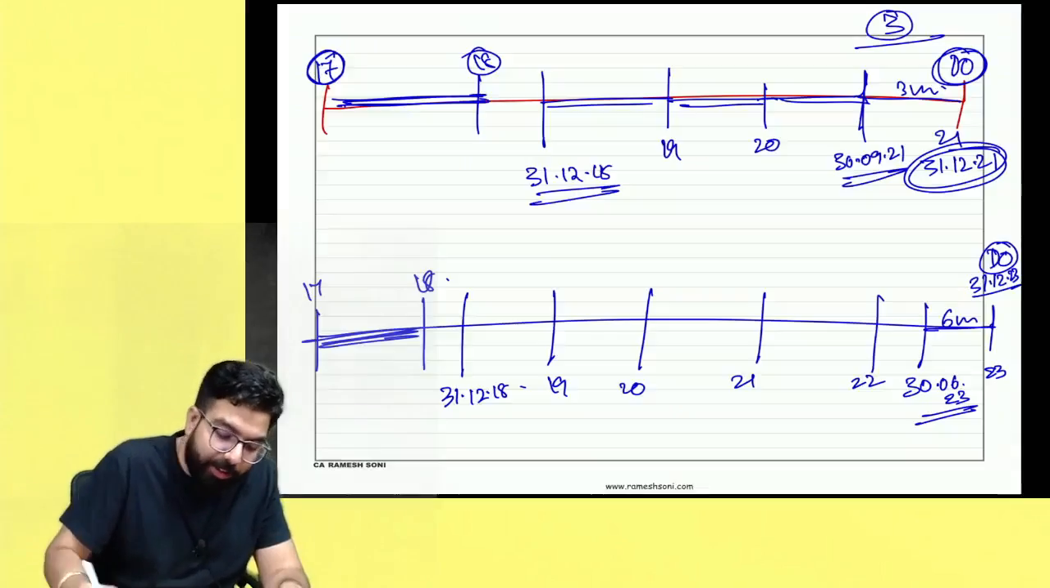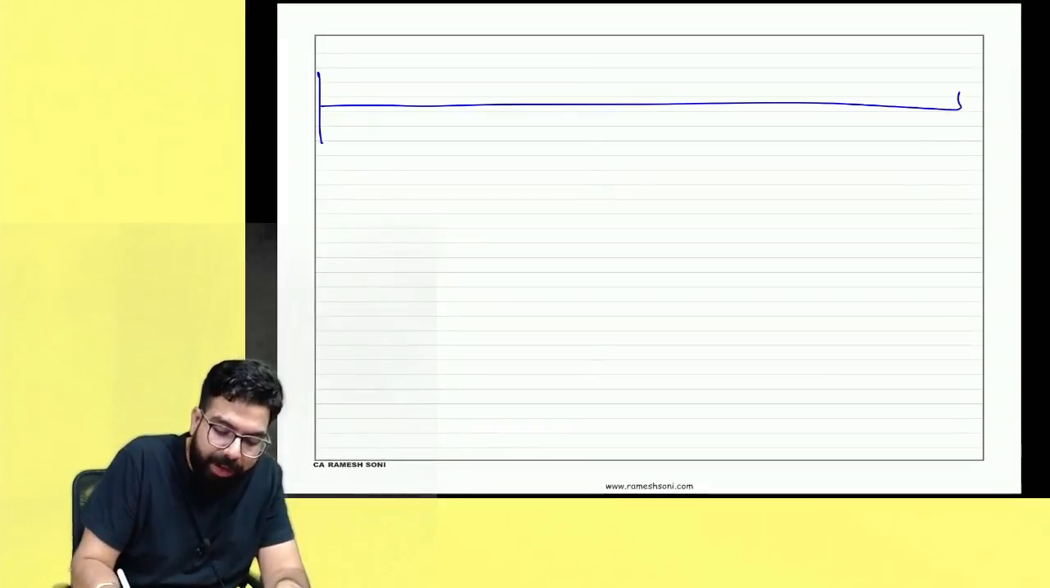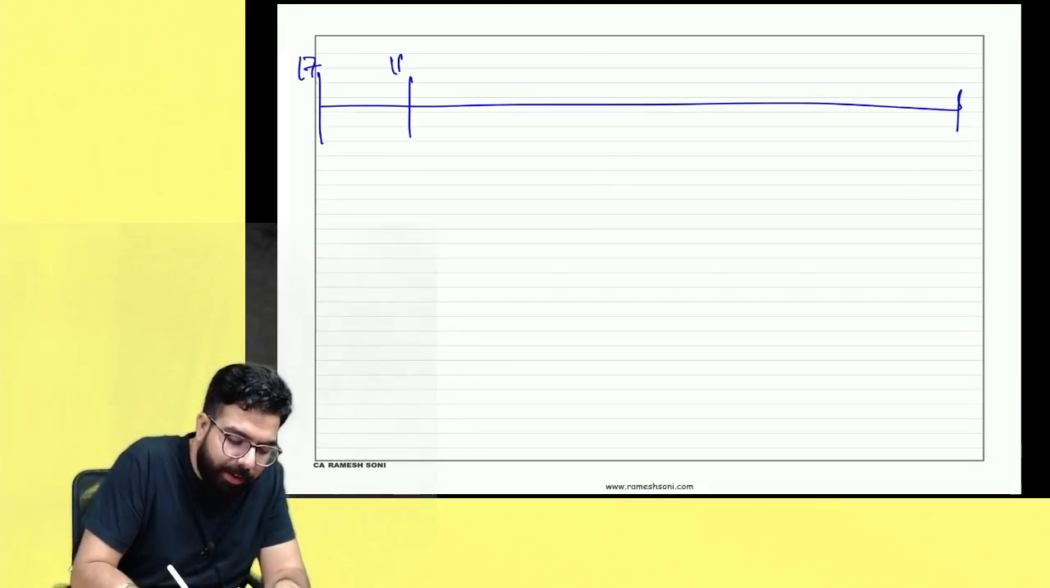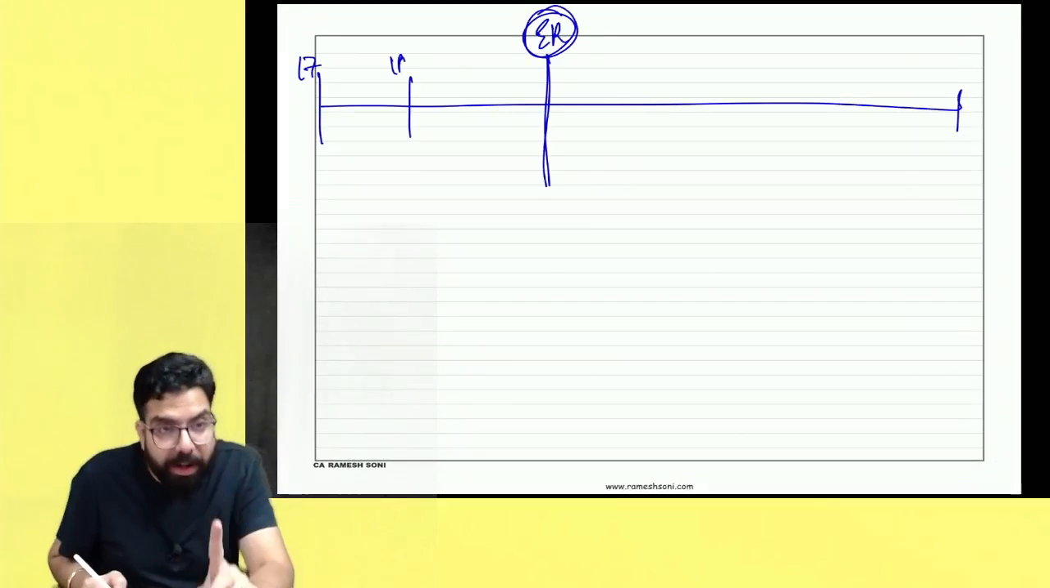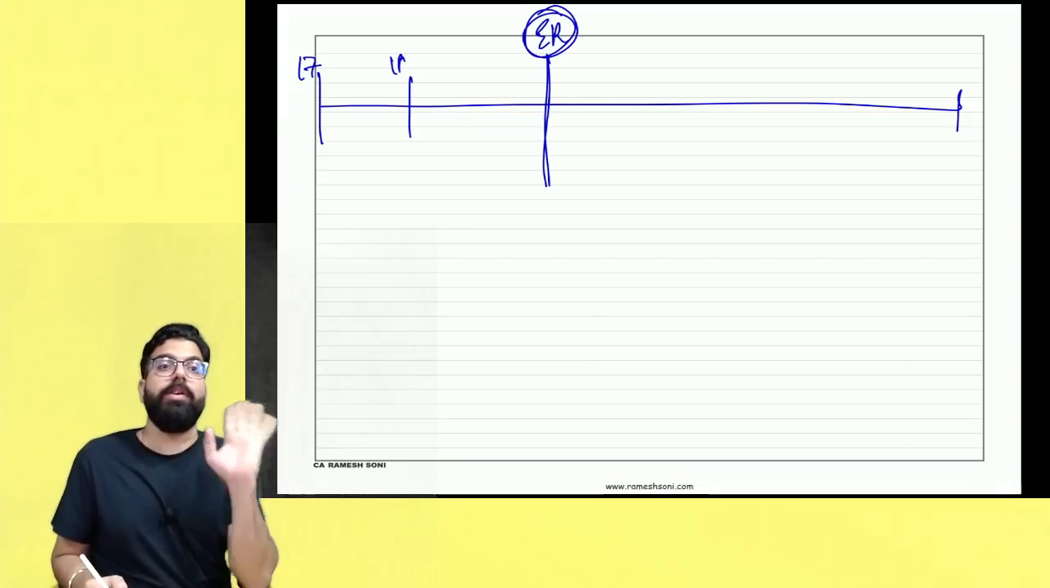Sir, what if it's a case of erroneous refund? Remember one thing always, sir, if it is 2017-18 related, supposing you took one erroneous refund over here, then in the erroneous refund case, section 73 or section 74.